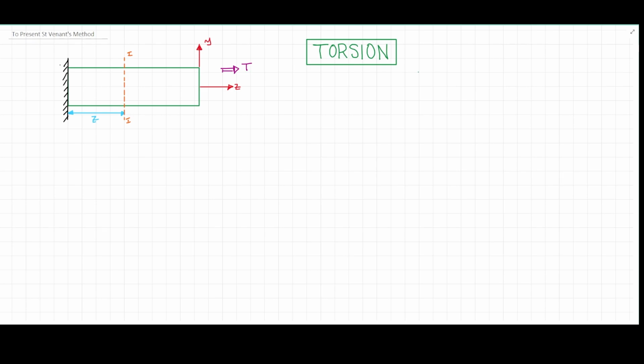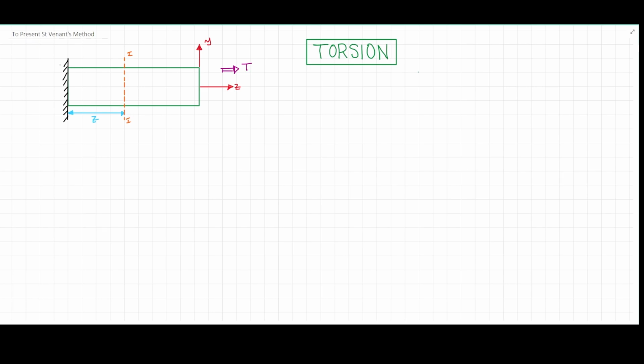It doesn't mean that you cannot use Saint Venant in circular sections, as I'm going to show you by the end of the session. But it means that if you have any other section than circular, then you would be able to calculate the stresses caused by torsion in those members.